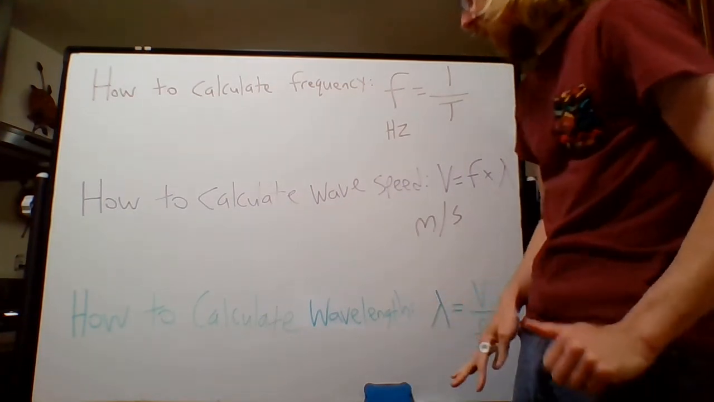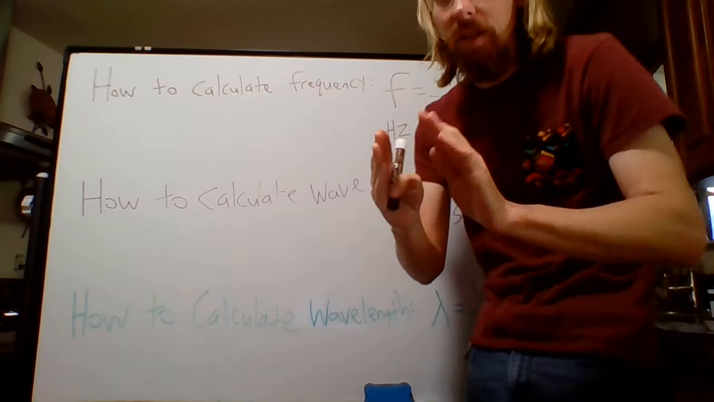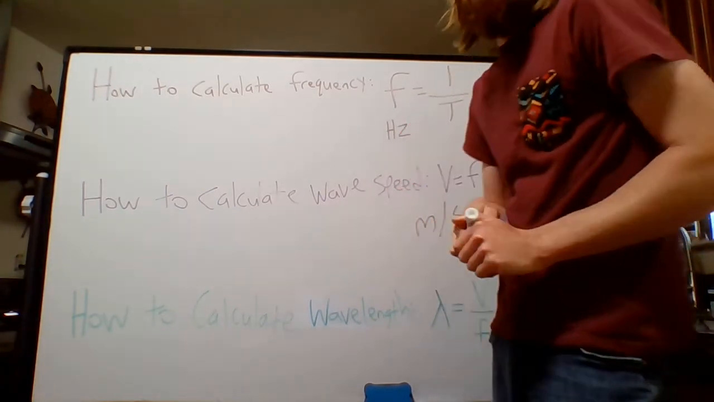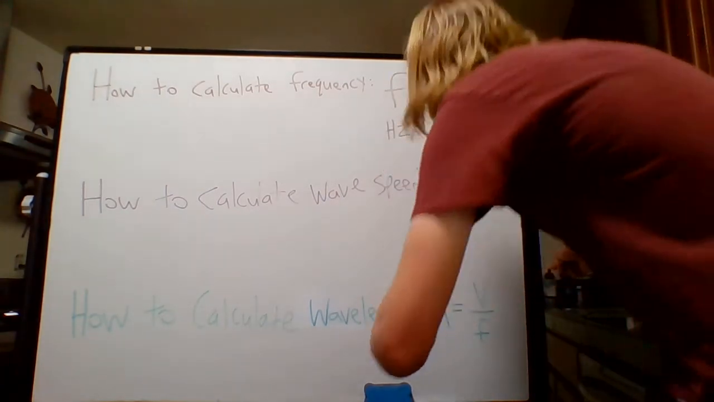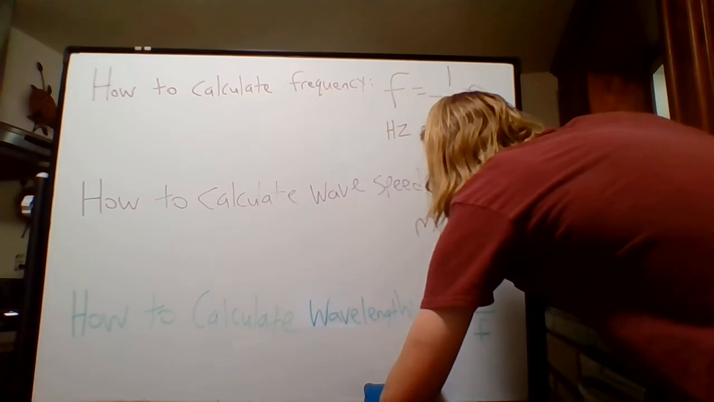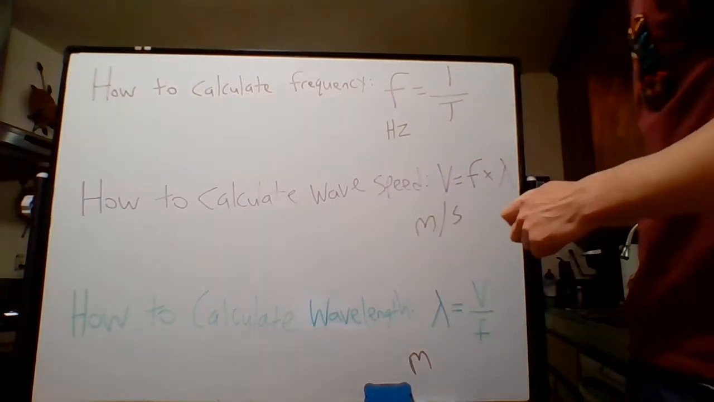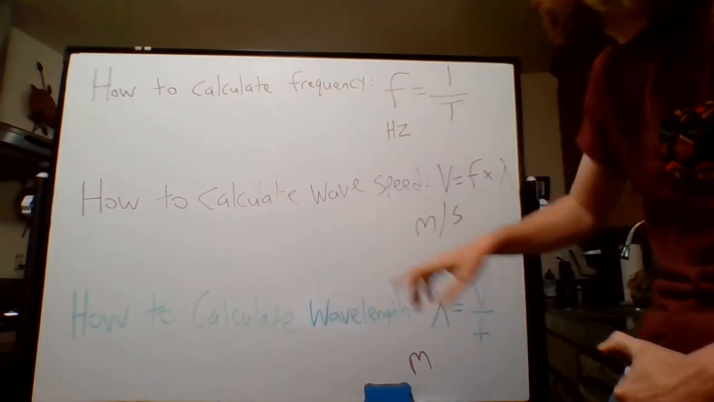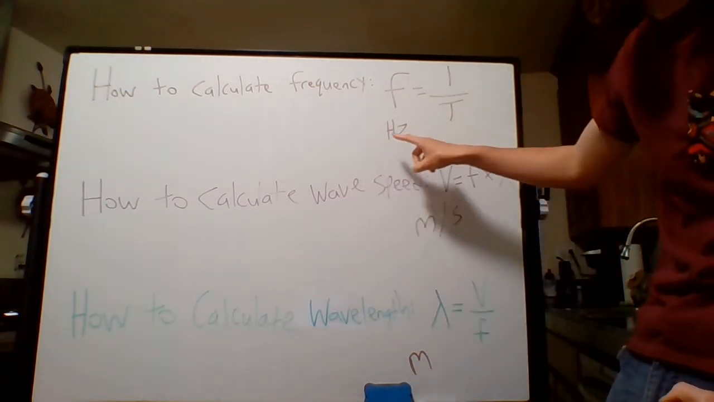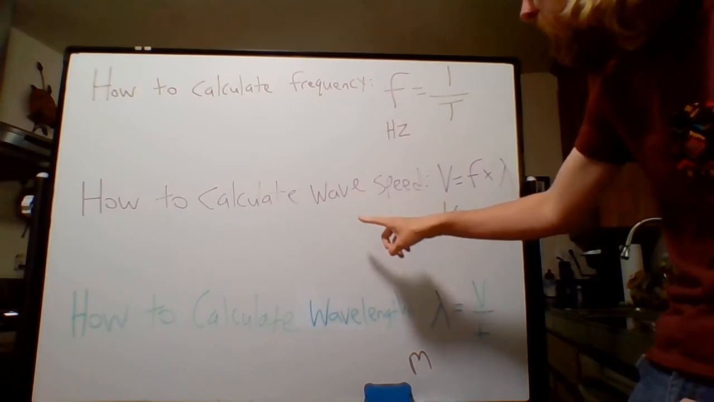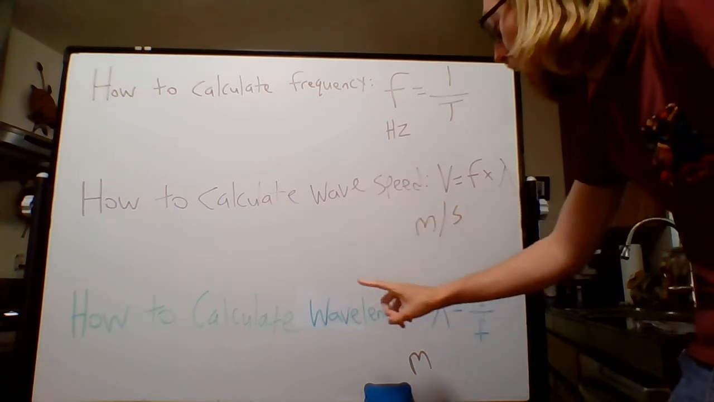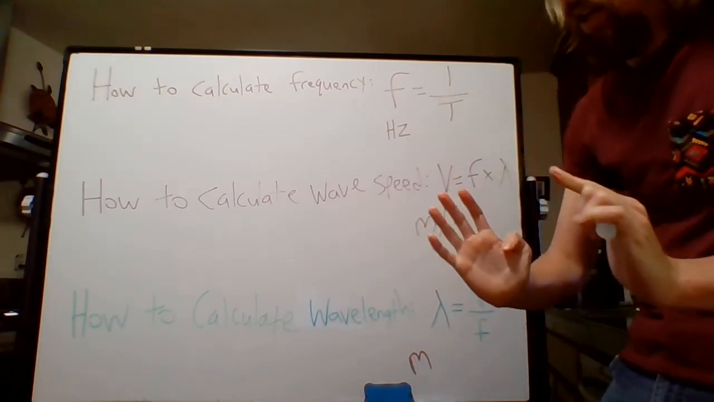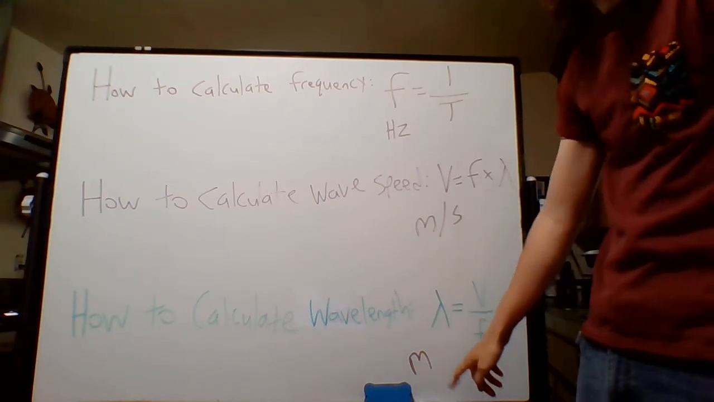The unit for wavelength is talking about distance, so the unit for wavelength will be meters. Your answer will be in meters, and you'll just write an M for meters. So let's review the units again. Frequency, your answer will be in hertz. Wave speed, your answer will be in meters per second. And wavelength, since it's a distance, your answer will be in meters.